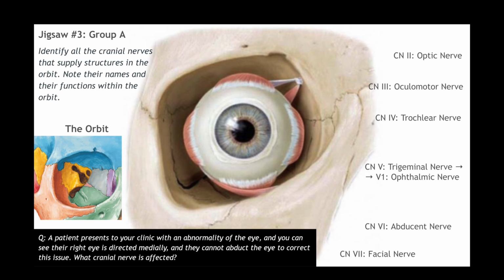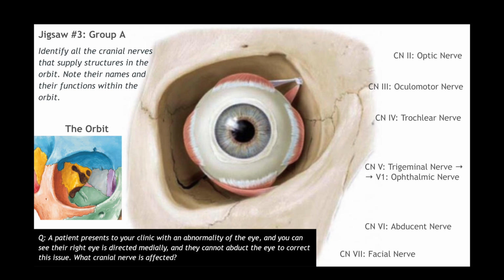Up next, the fourth cranial nerve, the trochlear nerve, provides motor innervation to the superior oblique muscle. Now, cranial nerve number 5, the trigeminal nerve, has a few branches, but only one that has a function in the orbit: cranial nerve V1, the ophthalmic nerve.